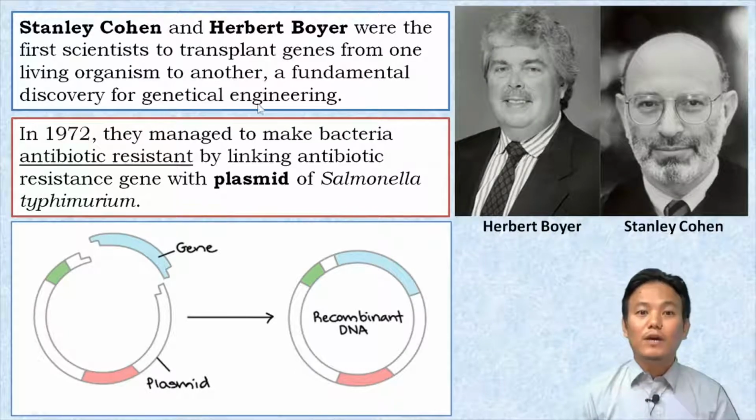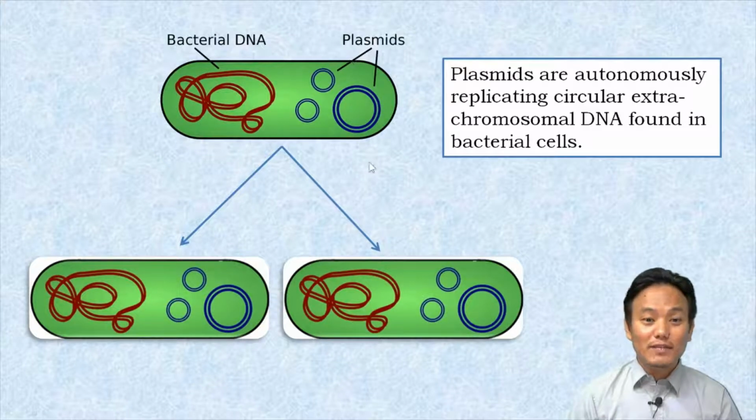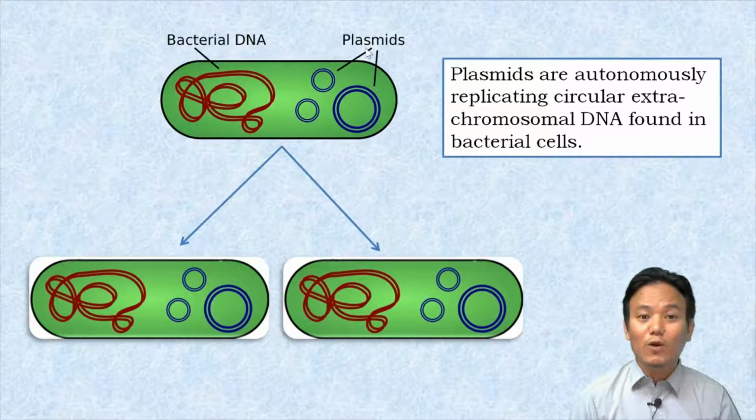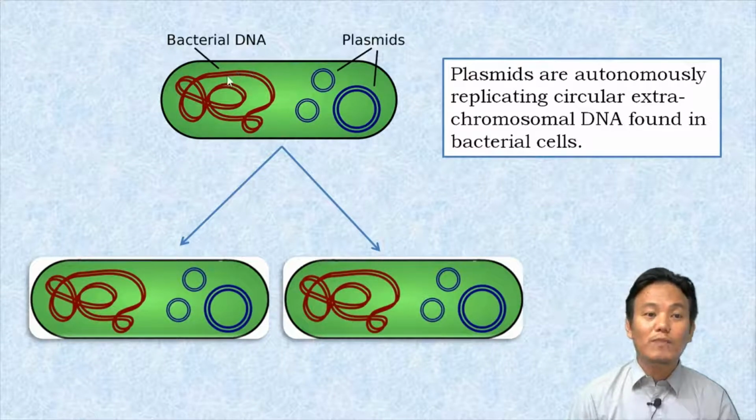Okay, now let us see what plasmids are. Plasmids are autonomously replicating circular extra chromosomal DNA found in bacterial cells. Inside the bacterial cell, there is the main bacterial DNA or the main bacterial chromosome. This red one over here is the main bacterial chromosome. Apart from the main bacterial chromosome, there are extra chromosomal small circular DNAs called plasmids. These small circular DNAs can replicate autonomously, which means the replication of these plasmids does not have to depend upon the replication of the main bacterial DNA.